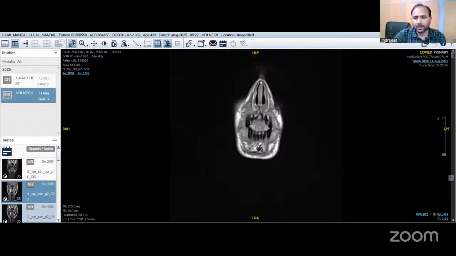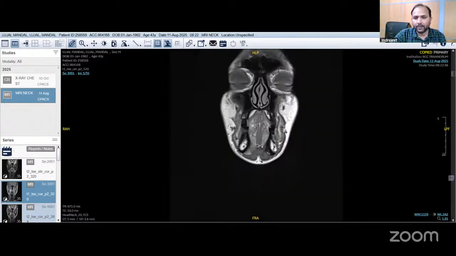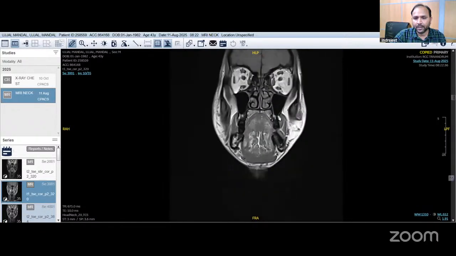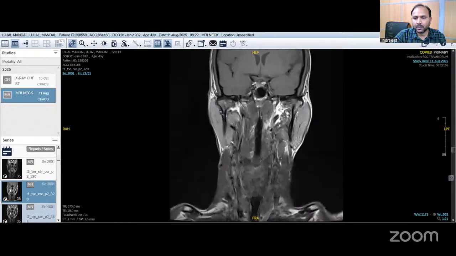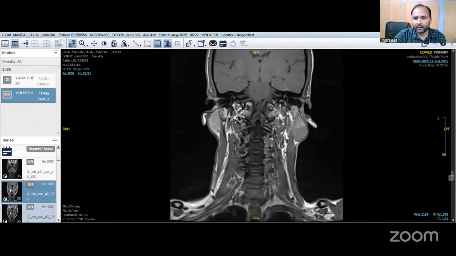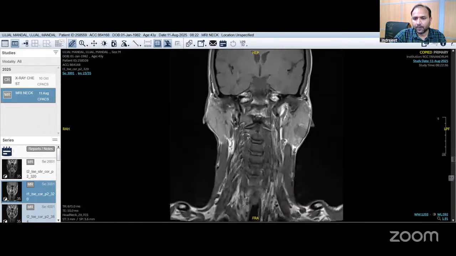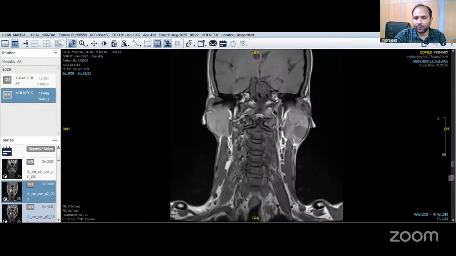Sir, this is a coronal MRI image of head and neck region, sir, in which I'm going from anterior to posterior, sir. And on left side, we can see a hypointense lesion near the inferior pole of the parotid, sir. It is infra-auricular in location, sir. And it doesn't seem to be involving the deep lobe, sir.